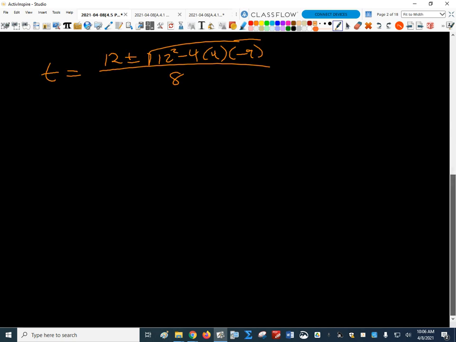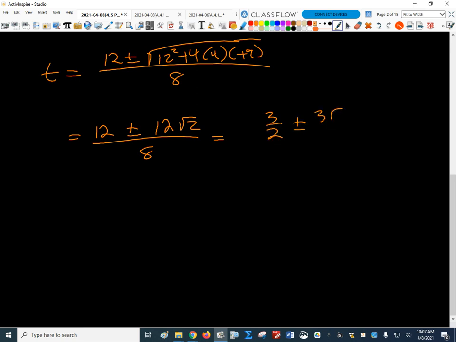All right, so what's that going to give us? What do we get inside here? 144 plus, I get a negative times a negative, so I get a plus 144. So that's 288, right? So we'd end up with 12 radical 2. That is right, isn't it? 16, yeah, that's right. All divided by 8. So we're going to end up with 3 halves plus or minus 3 radical 2 over 2, right?